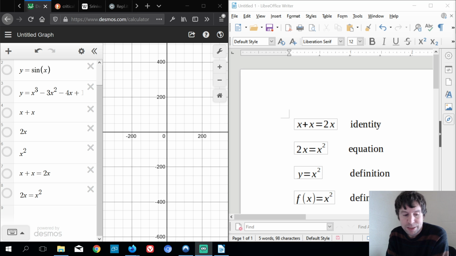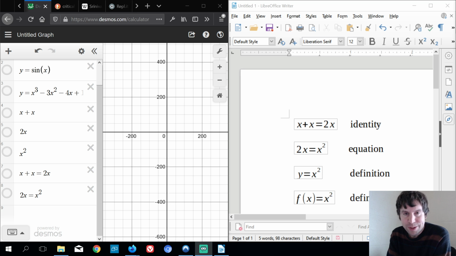So to start with, if you look on the right of this screen, you'll see the top two statements that I've written. They look very similar. x plus x equals 2x, and 2x equals x squared. Those are actually two different types of statements. The first one is called an identity, while the second one is called an equation. The first one is not an equation, even though it has an equal sign.